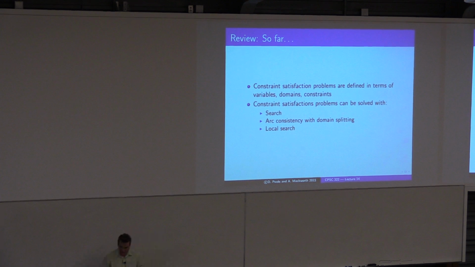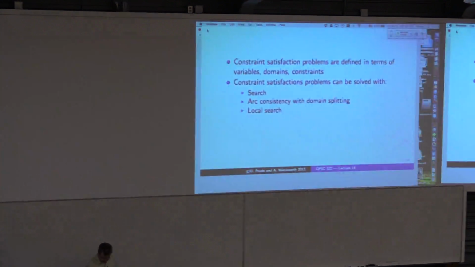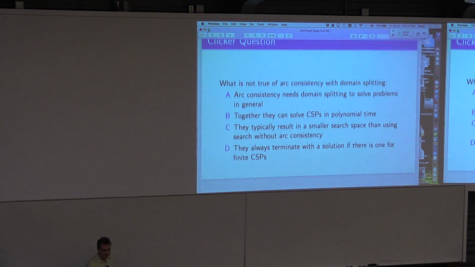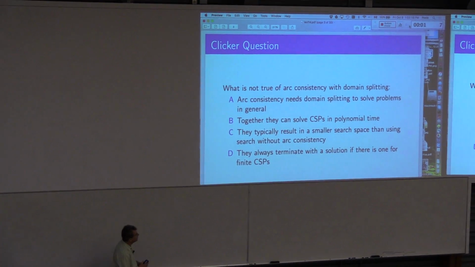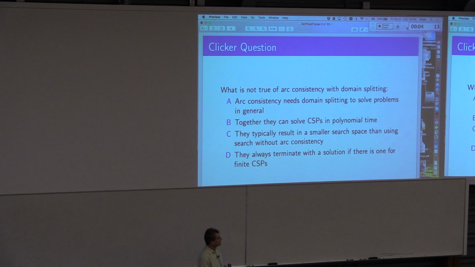All right. So let's start off with a couple of clicker questions to make sure that we're all on the same page. So what is not true of arc consistency with domain splitting? A, arc consistency needs domain splitting to solve problems in general. B, together they can solve CSPs in polynomial time. C, they typically result in a smaller search space than using search without arc consistency. Or D, they always terminate with a solution if there is one for finite CSPs. So which of these is not true?